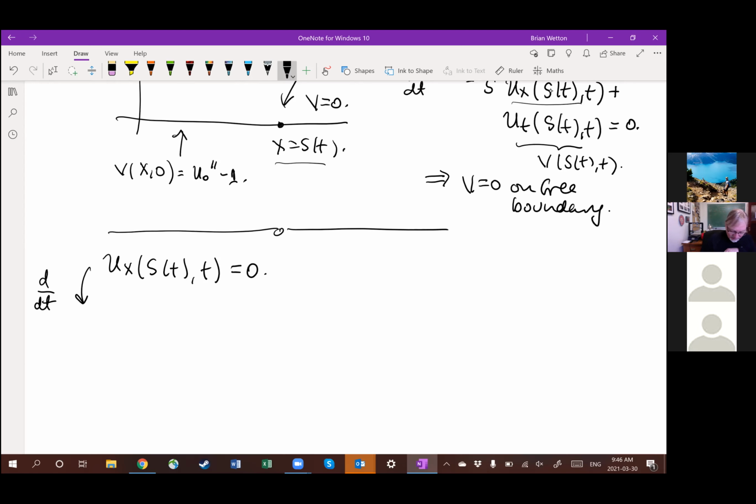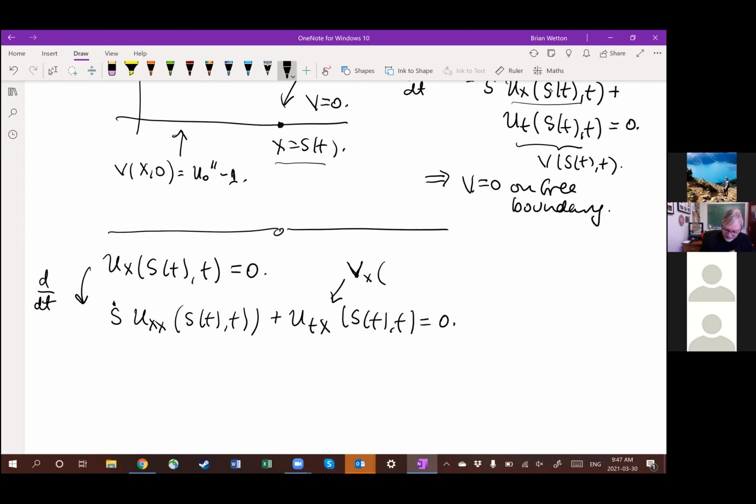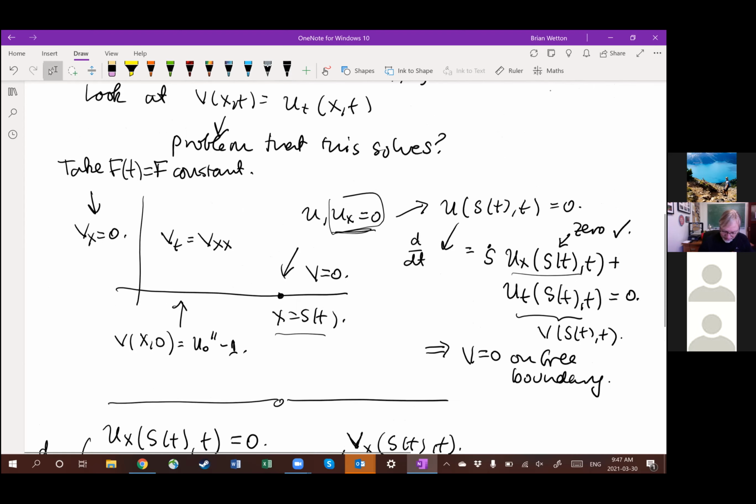So I'm going to take the time derivative of this. I'm going to get s dot uxx. This is on the free boundary. Plus utx s of t and t is equal to 0. This is the thing I'm interested in, right? Because this is the Vx on the free boundary. I'm trying to convert my problem that was for u, which was a free boundary value problem, into a free boundary value problem for v, which is the time derivative of u. And here's where I need something, okay? And here is where I look at the original equation.